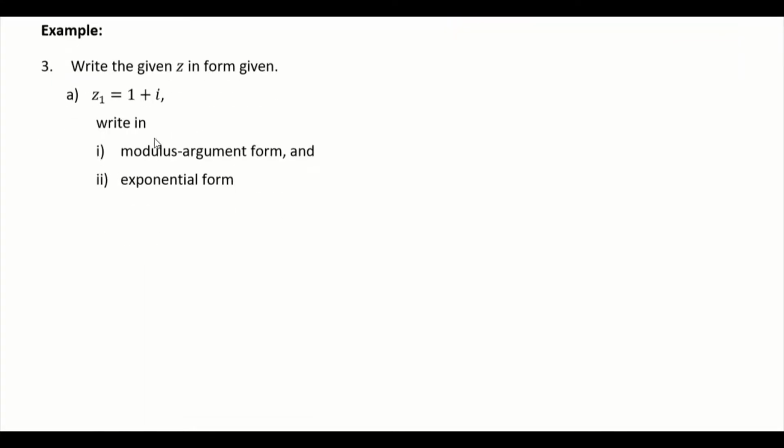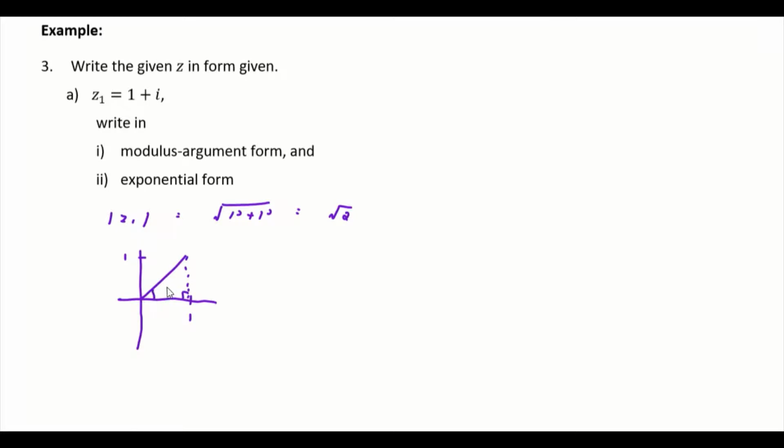I guess this is easy because the modulus argument form is the one that we have tried just now. The first thing that we need to find is always the modulus and the argument. So for this question, we can write down the modulus first. The modulus for z will be equal to the square root of 1 squared plus 1 squared, so it will give us square root 2. Then we can continue with the argument. For this one, it will be in the first quadrant, with 1 and then 1.